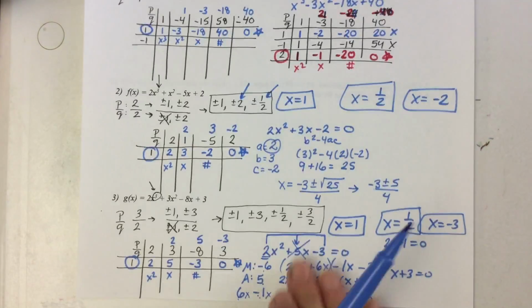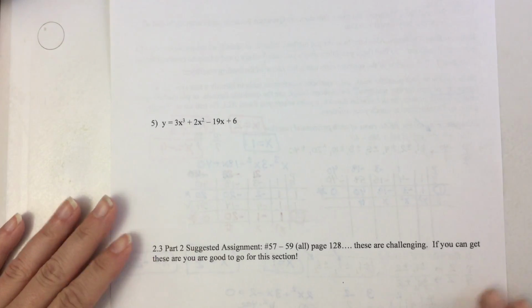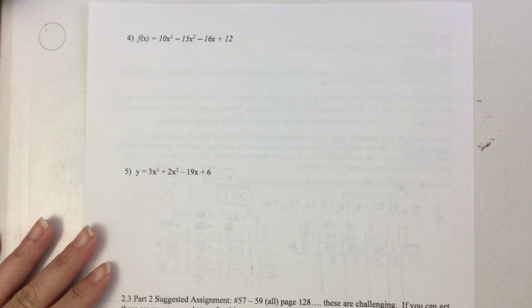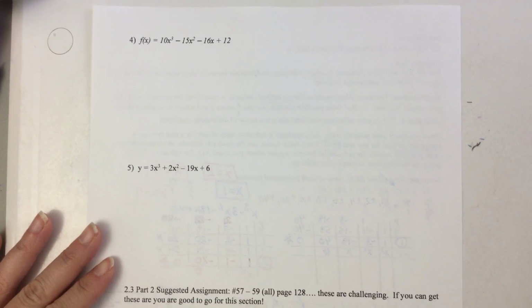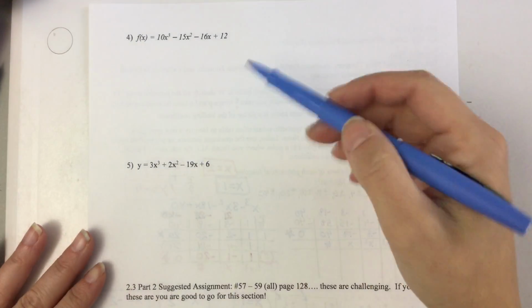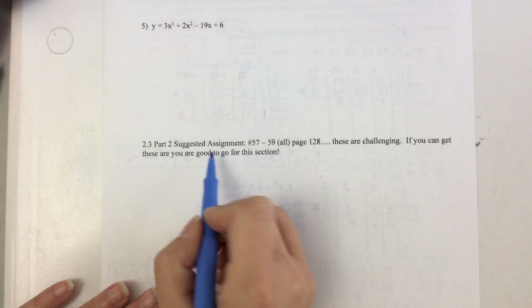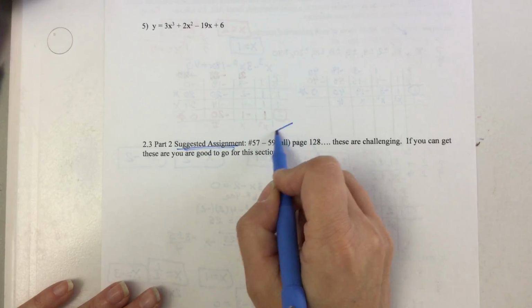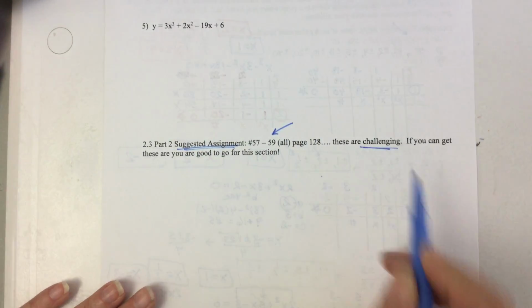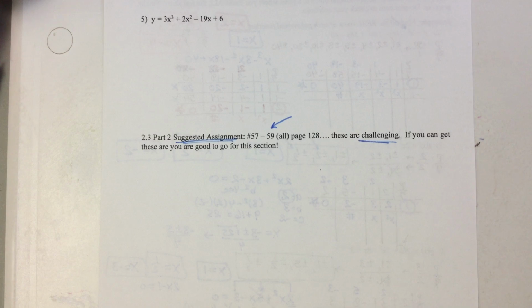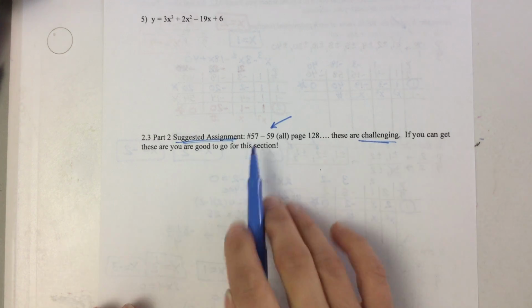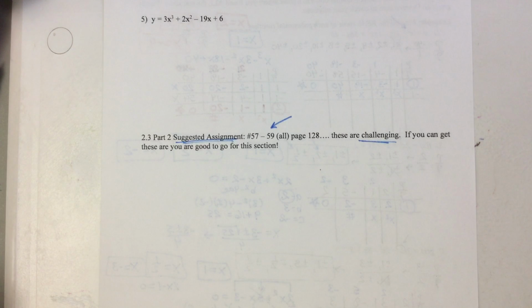Okay, so looking at the time, I know that we are already at 20 minutes. I do have a couple additional examples. I will go ahead and write those out and post them on Google Classroom if you have additional examples. If you're feeling pretty good, there is a suggested assignment. Okay, I did not pick very many. What I did is I picked the ones that I felt were really challenging. Like if you could get 57, 58, and 59, if you could get those 3, you are totally good to go for the section. You are a rock star.